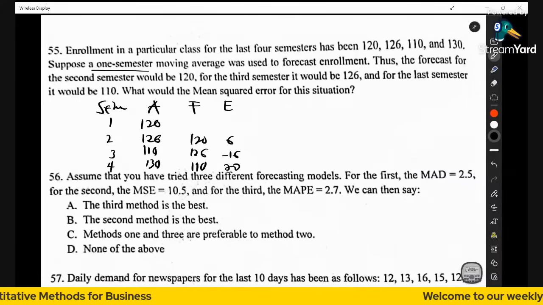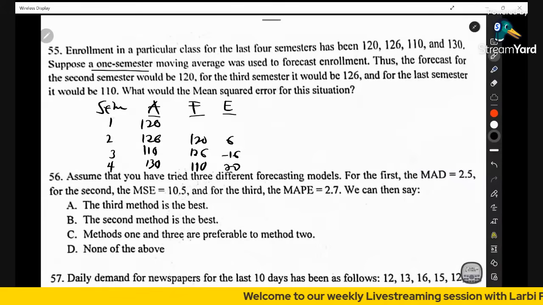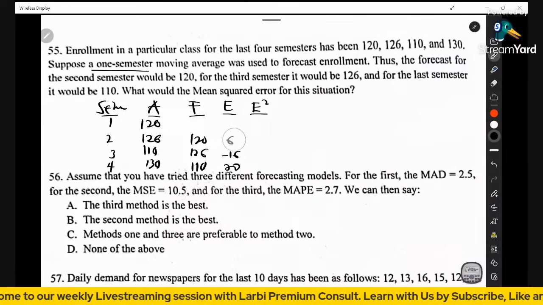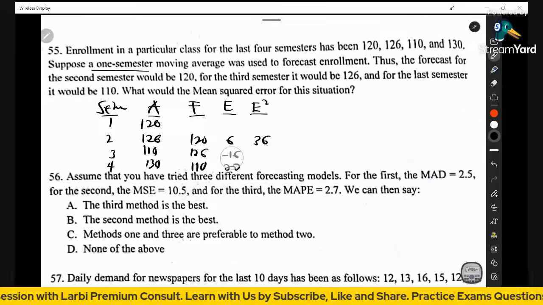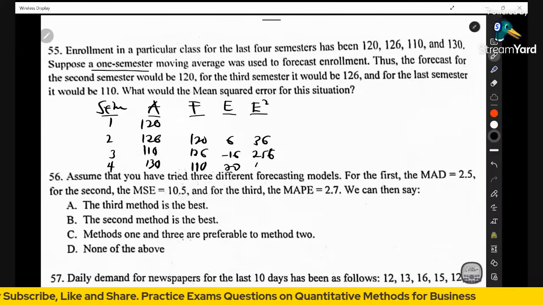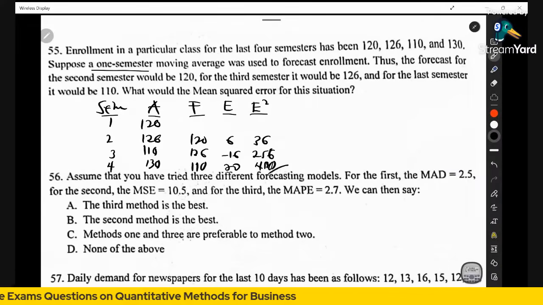Sorry, here we have to find the square error. So we'll bring in our error square. Here our error was 6, so the square of 6 is 36. The square of negative 16 will result to 256. And the square of 20 will result to 400. Now we need to add all the square errors.